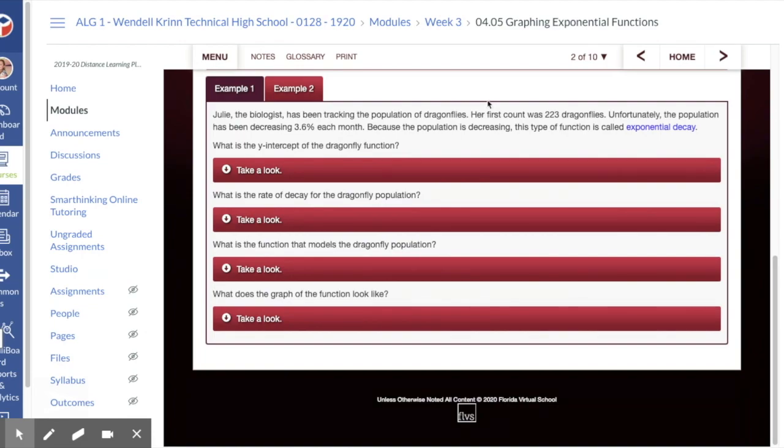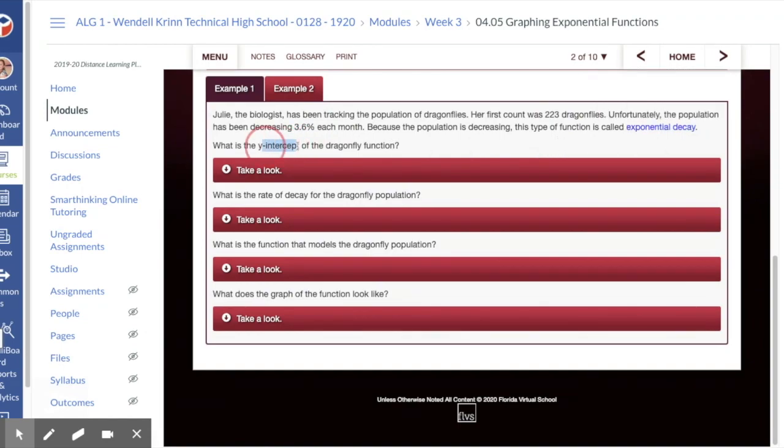It says, Julie, the biologist, has been tracking the population of dragonflies. Her first count was 223 dragonflies. So this is her first count of dragonflies. It is the initial, it is the beginning. Unfortunately, the population has been decreasing by 3.6%. We call that exponential decay because it is decreasing.